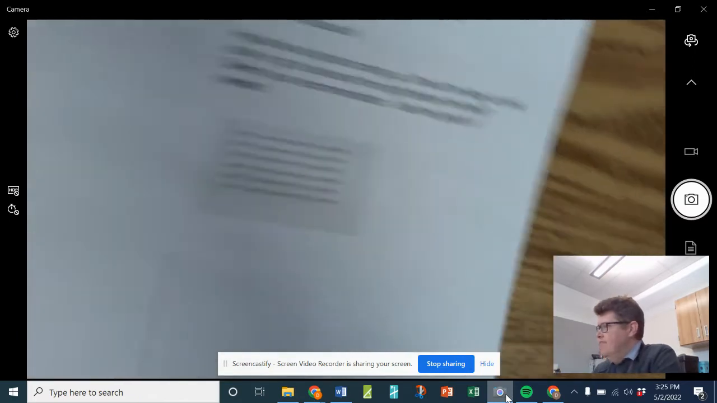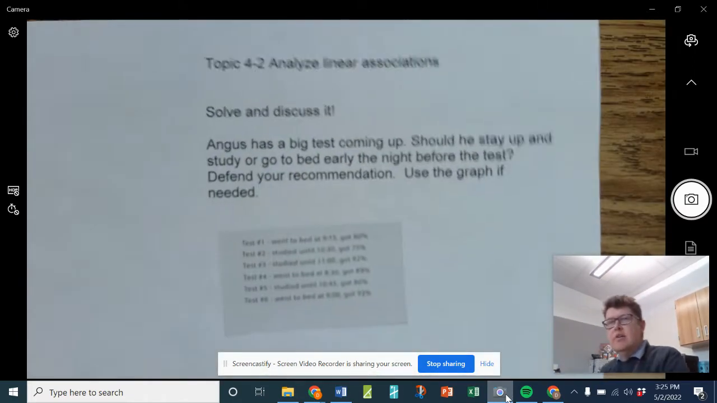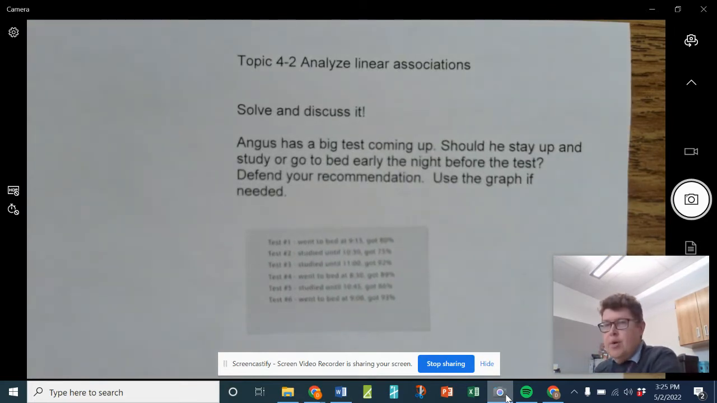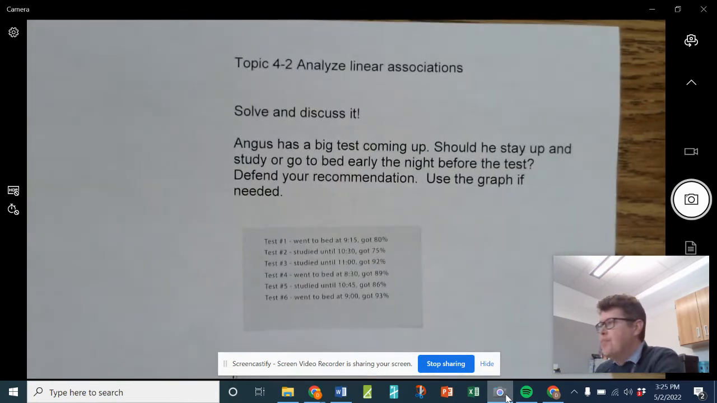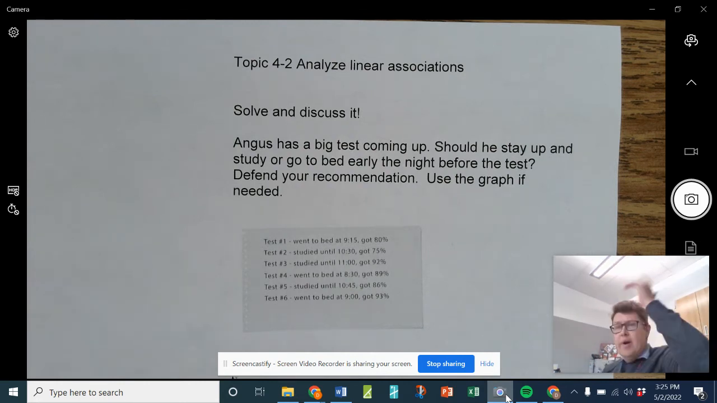Ooh, that was tough. Anyway, we are on the second section of topic 4, which is all about statistics. So we talked about scatter plots previously, and we talked about positive, negative, and no associations, and we're just going to expand upon that today. So we're going to analyze linear associations. We see one nonlinear problem.